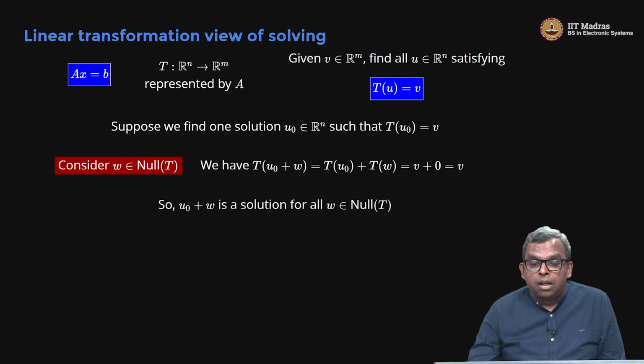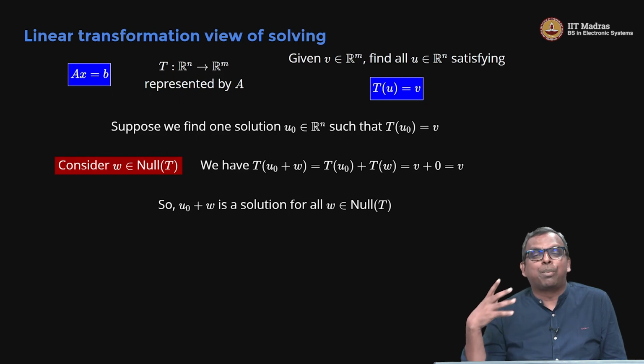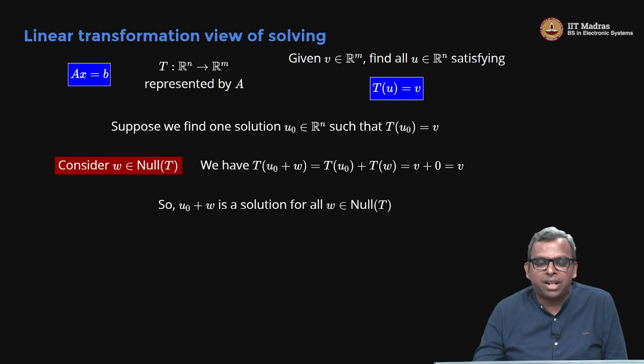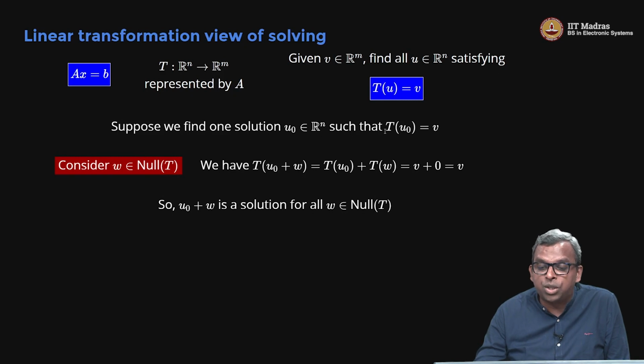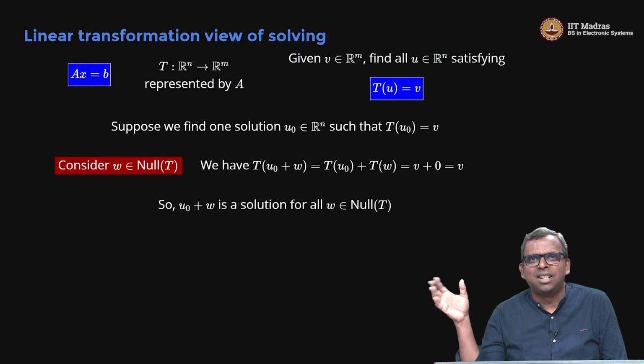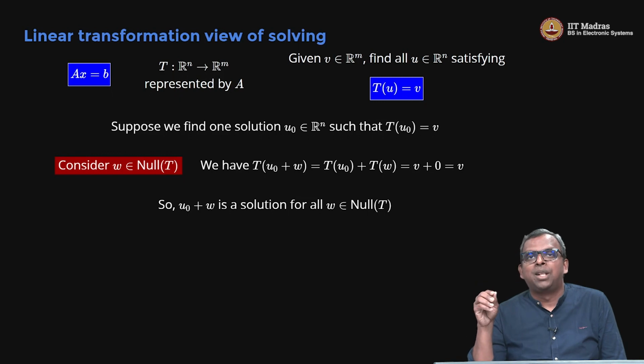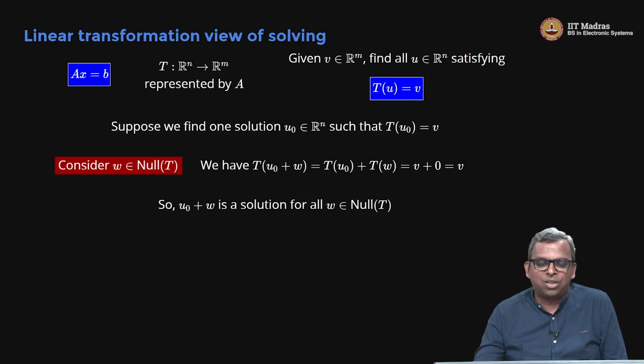Okay, so this little idea is a very simple abstract idea, but nevertheless it gives you this understanding of why the null space shows up in the solution of a linear equation, right? You have one solution, you add a null vector to it, you get another solution for the linear equation. It's very easy to argue. All null vectors satisfy Ax equals 0, right? So if you have an Ax equals b solution, and if you add a null vector to it, you should continue to get the correct solution. So that is what is going on here. So u naught plus w is the solution for all w in null T.